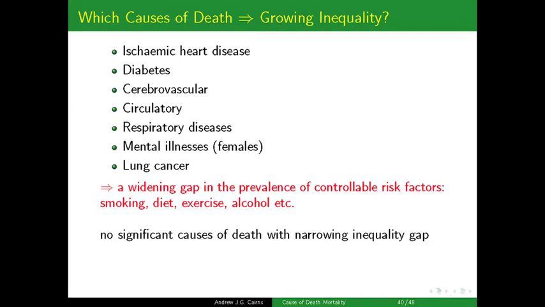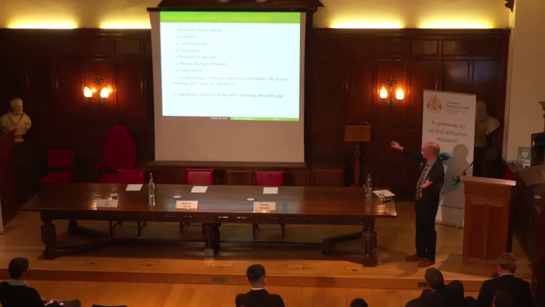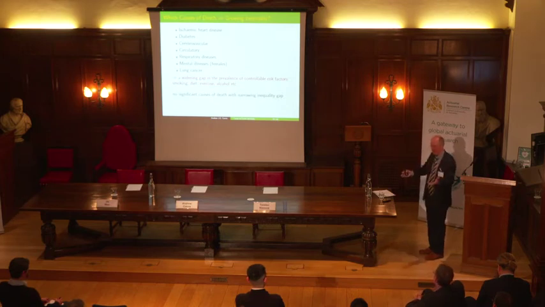So summarizing some other things that I've drawn out of the data. What causes of death have been causing growing inequality? There's a number of diseases there. We've seen it in a lot of these charts: heart disease, diabetes, and a little bit of a widening with lung cancer and respiratory. And the key point is that all of these are increasing in terms of inequality. They're all increasing because of these controllable risk factors. So these are really the source of inequalities rather than anything else.